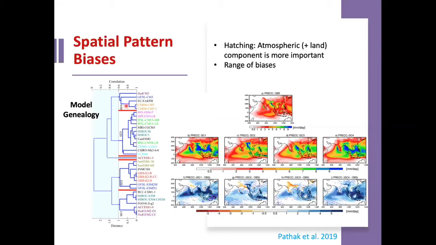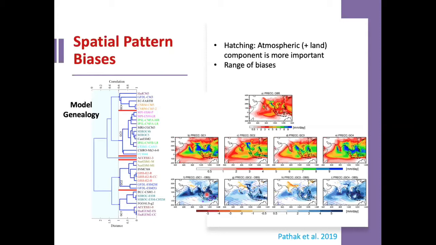So there are 4 clusters basically. We can divide the models broadly into 4 clusters. This is observations, and these are the 4 clusters. There are mean patterns for the individual clusters. You see 1, you see 2, 3, 4.